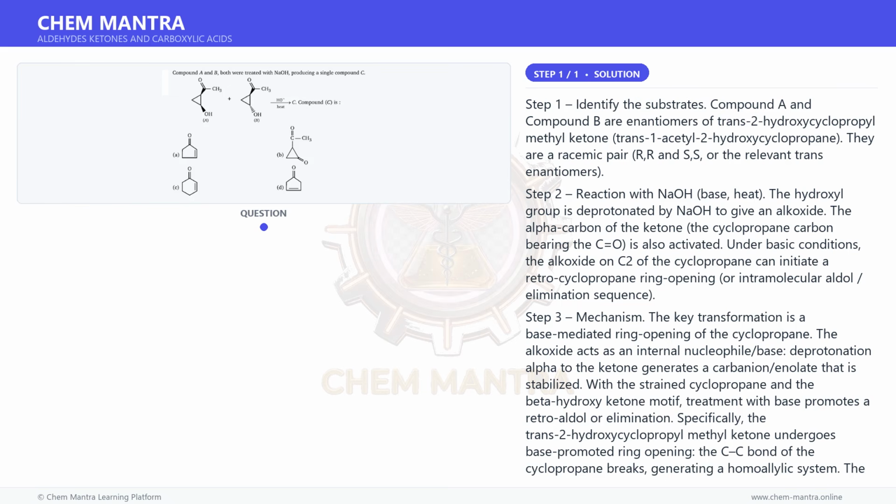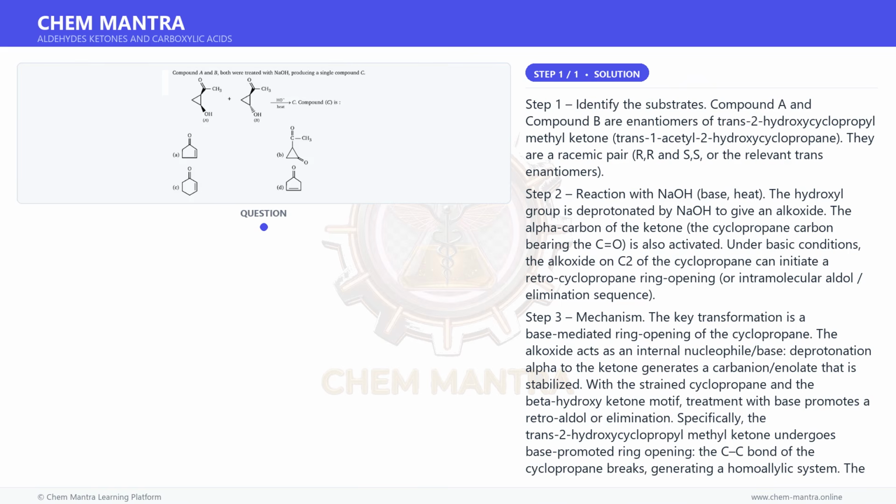Step 2. Reaction with NaOH, base, heat. The hydroxyl group is deprotonated by NaOH to give an alkoxide. The alpha carbon of the ketone, the cyclopropane carbon bearing the C=O, is also activated.